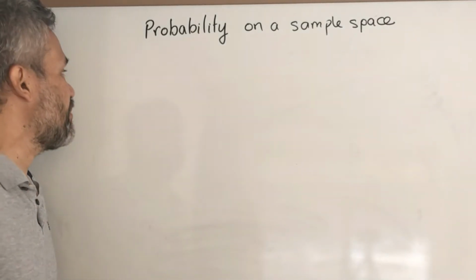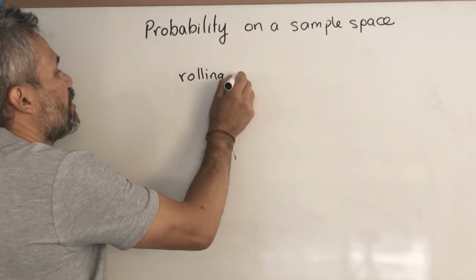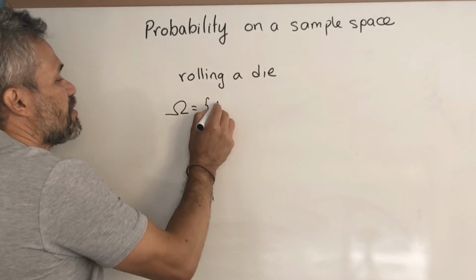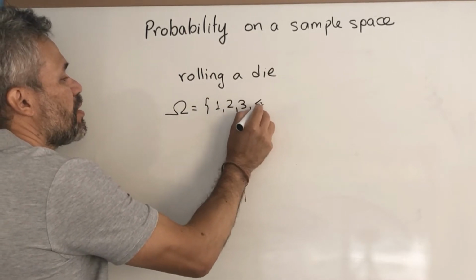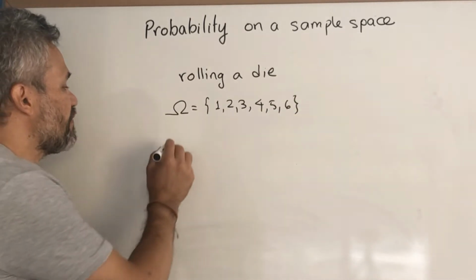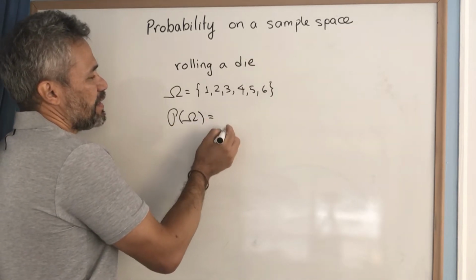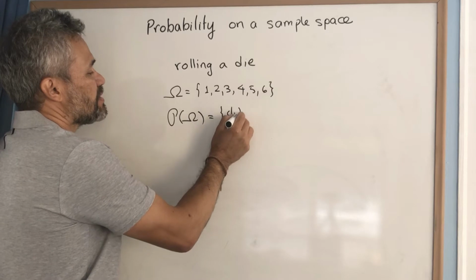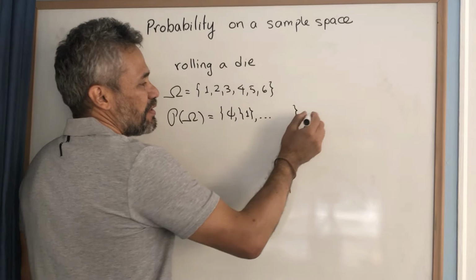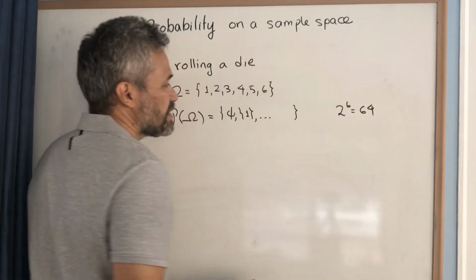Let's do another experiment. Let's suppose the experiment of rolling a die. In this case, we can take as the sample space the set 1, 2, 3, 4, 5, 6. And if we think about all possible events, the power set, this set will have the empty set, the set number 1, and it will have too many to list here. Actually, not too many. It will have 2 to the 6 equals 64 elements.